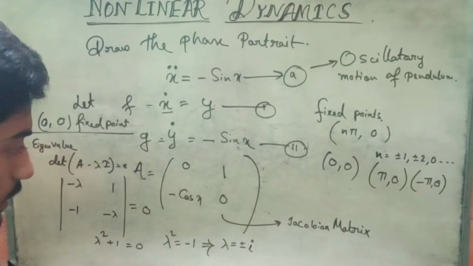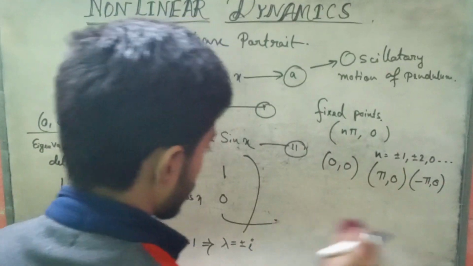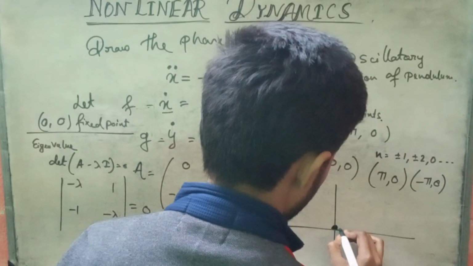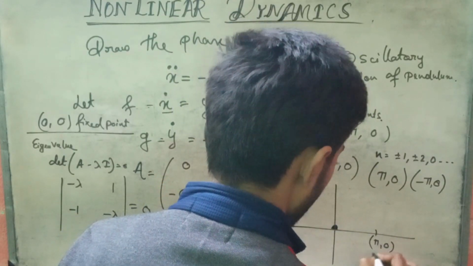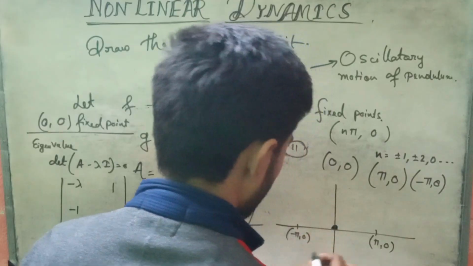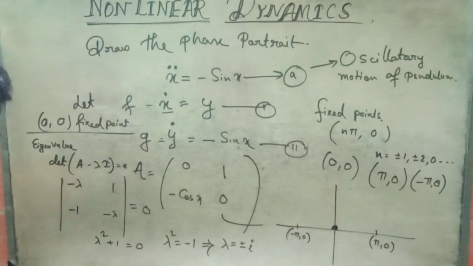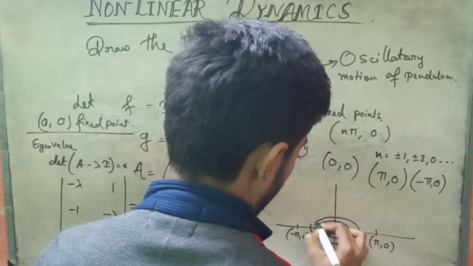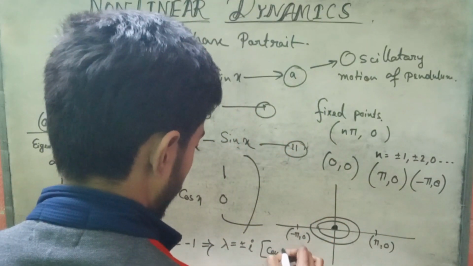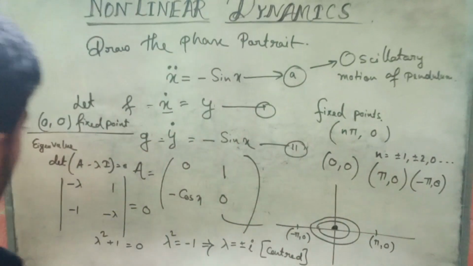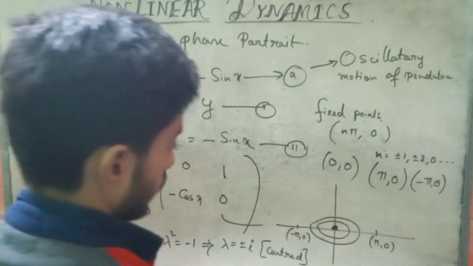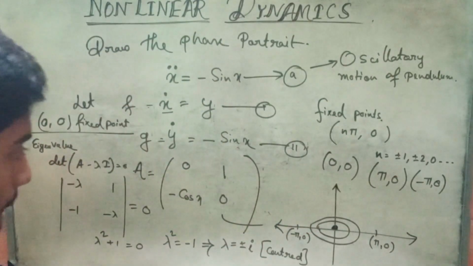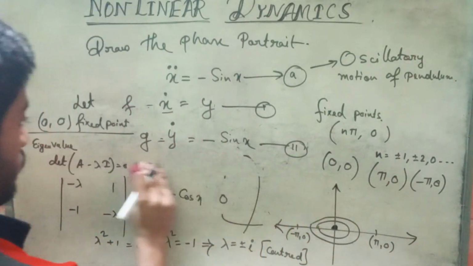So we can say from the previous concept which I discussed, that the 0, 0 fixed point, this is 0, 0, this is pi, 0, and this is minus pi, 0. Due to this 0, 0 fixed point, the phase portrait is just like this, a center. This is a center, right? So this is due to the 0, 0 fixed point. Now erase this part.